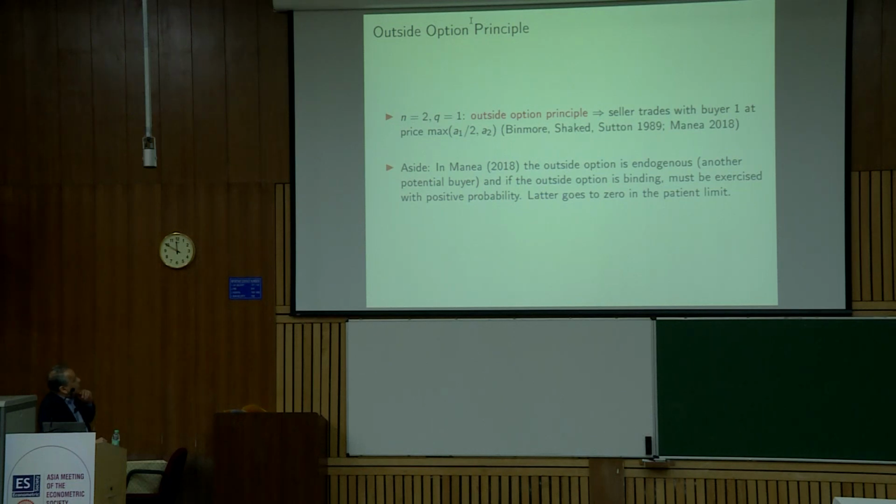And in work by Mihai in 2018, the outside option is endogenous, as it will be in this work. When the outside option is binding, it is exercised, but with limit probability that goes to 0 in the patient limit.